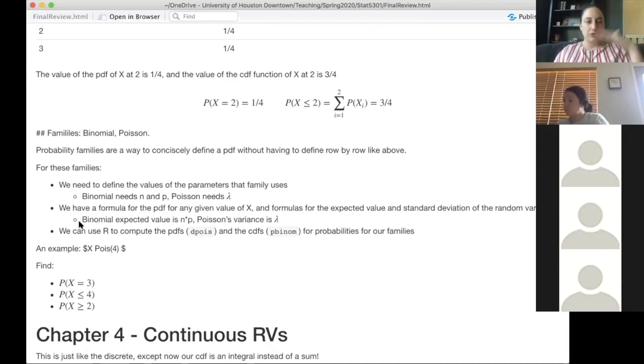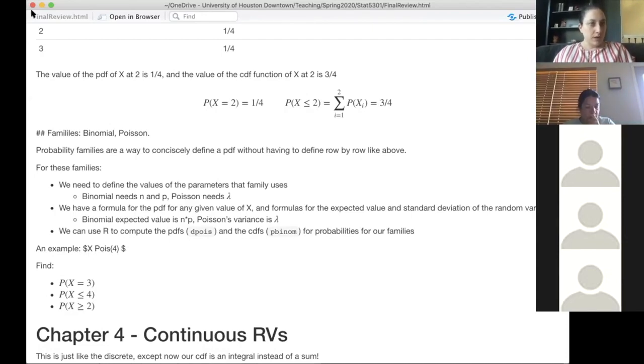There are different versions of these for each of these families, right? There are formulas for the expected value and variance for each of these. I'm not going to list them all here; you've got to go find them, right? But we can use R. Not even knowing what these formulas are, we can use R to compute the PDFs with our little d plus the name of the family function, and our CDFs with p plus the name of the family, for these probabilities.